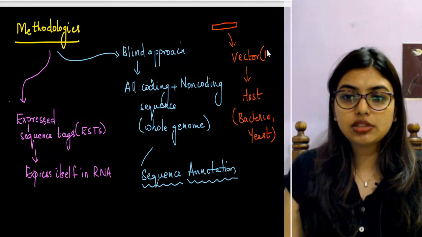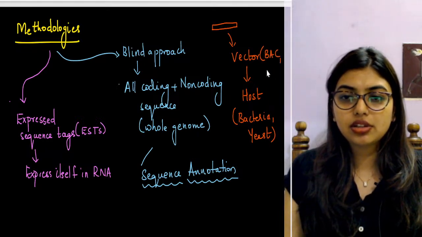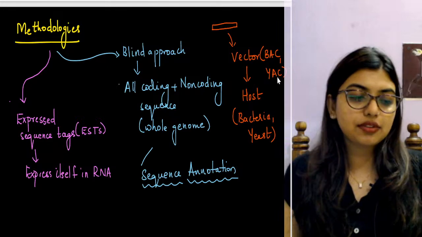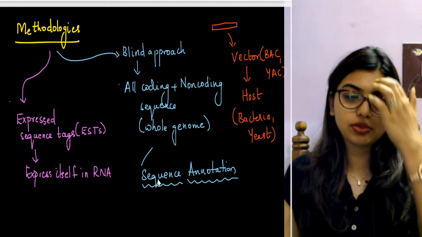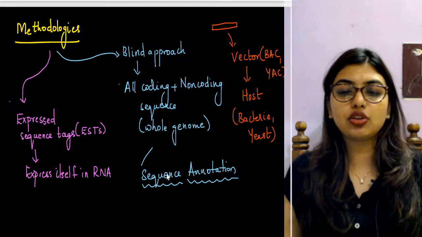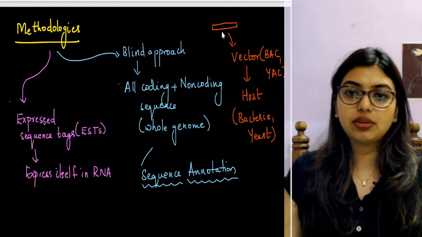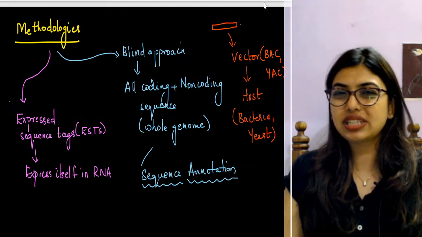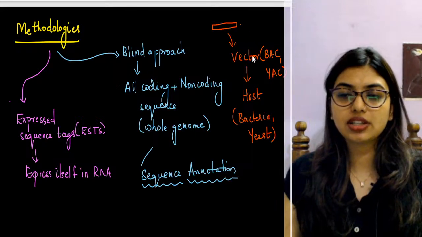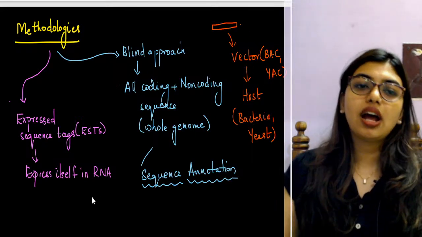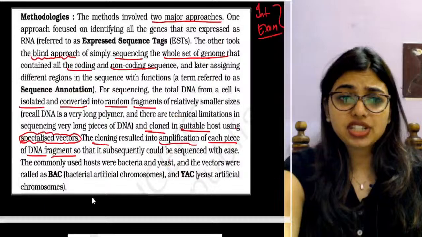Then the vector was BAC and YAC. BAC and YAC full form is bacterial artificial chromosome, yeast artificial chromosome. Okay, don't forget yeast artificial chromosome. So they did this, and the vector was added, a small desired gene, we tell, no, like that desired gene was inserted into a vector to the host. After that, amplification and other things.